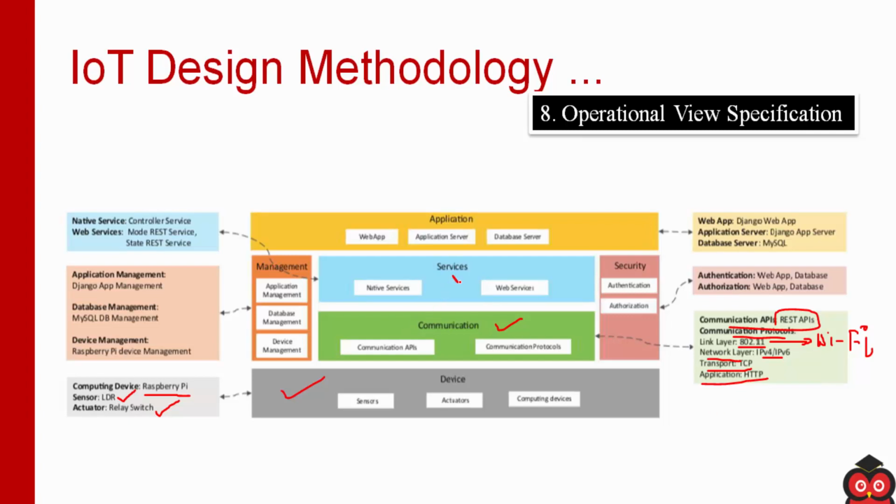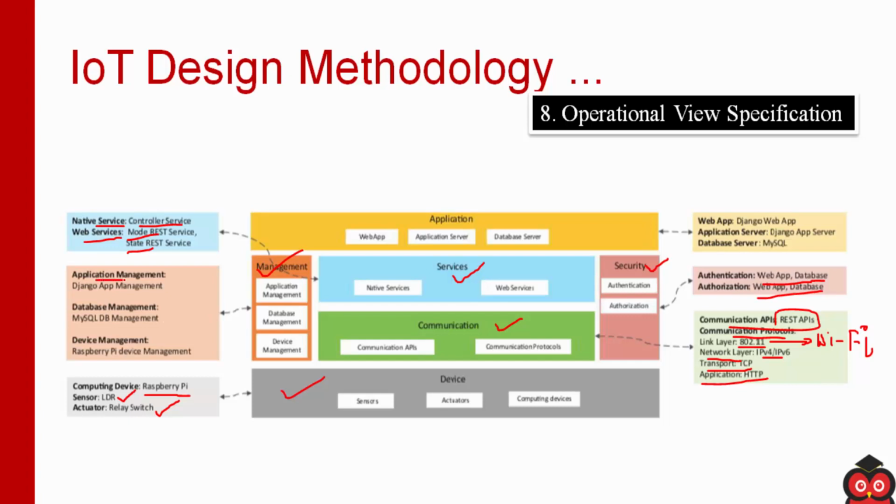Now let's look at services. So services is given here. Native service, the name of the native service is controller service, and the web services, one is mode service and another one is state service, right? And then security. Security is provided to both web application as well as database. We are providing both authentication as well as authorization. And then you have management.